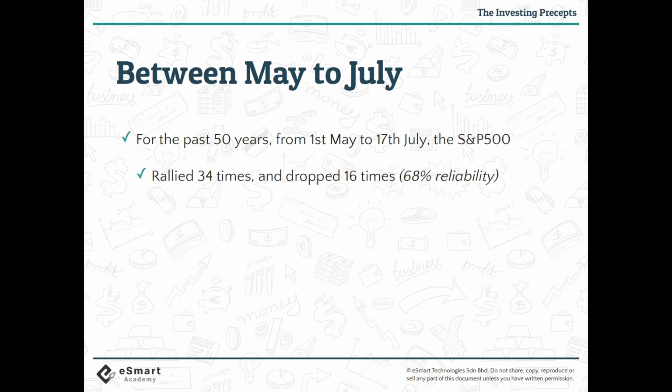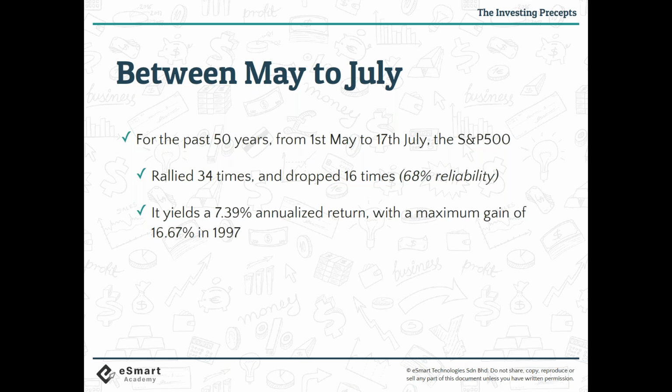So I want to study from July to October, and then from May to July, how it happens. Between May and July, you realize that actually the rally was like 68% probability. The reliability factor is 34 times it rallies, 16 times it dropped. And if you actually invested from 1st of May to 17th of July, you actually made money. The annualized return was 7.39, a positive number. And of course you have the maximum gain and the maximum loss during this window period as well.